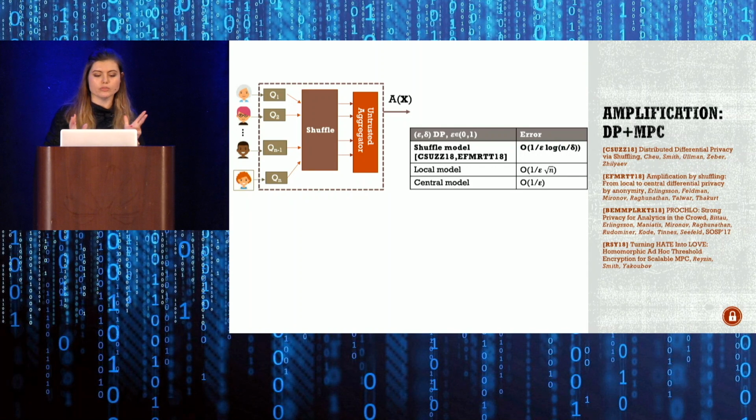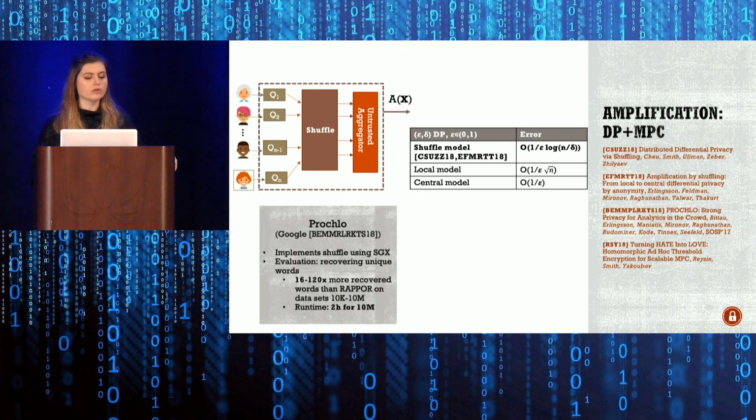And some new model that has been introduced this year, which is called the shuffle model, has an interesting observation: if you take the inputs that have been locally randomized by each of the parties, and you shuffle them randomly before sending them to this untrusted aggregator, you actually need to add much less noise in order to achieve the same level of privacy. In particular, you need to add only logarithmic noise in this shuffle model compared with the local model where you need square root noise.